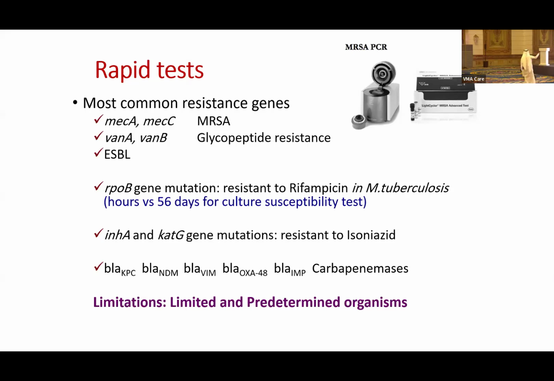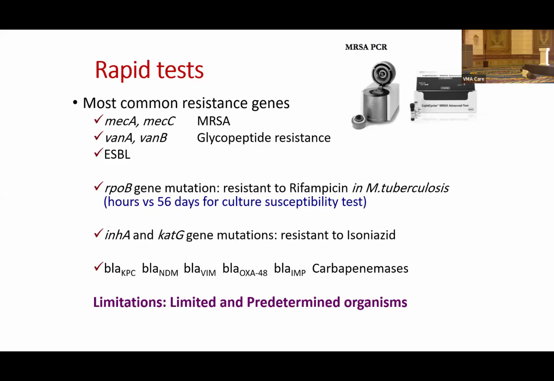There are tests for the most common resistance genes: mecA, mecC for MRSA, as I told you, vanA for VRE, ESBL, rpoB gene mutation. Before, when we had a patient who was AFB positive, let's say, and we started the patient on anti-TB, we needed to wait how many days till the culture or sensitivity came back? 2 months. 2 months I'm waiting for the result to come back telling me that rifampin, INH, pyrazinamide are sensitive.